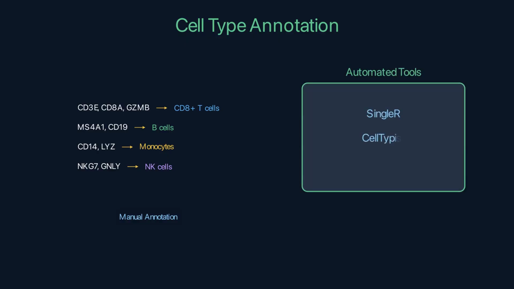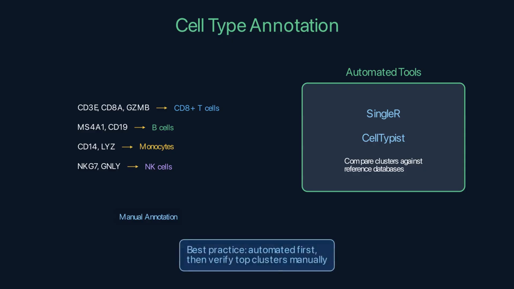For faster results, automated tools like SingleR and CellTypist compare your clusters against reference databases of known cell types and assign labels. The best practice: use automated annotation as a starting point, then verify the top clusters manually.